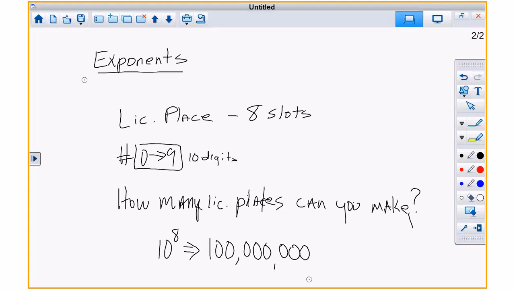I'll show you. So you might have a problem or two in the homework about a license plate or an alarm system where you type in 4 digits from 0 to 9. So that'd be 10 to the 4th. Okay? All right. So let's go back to our factorial.